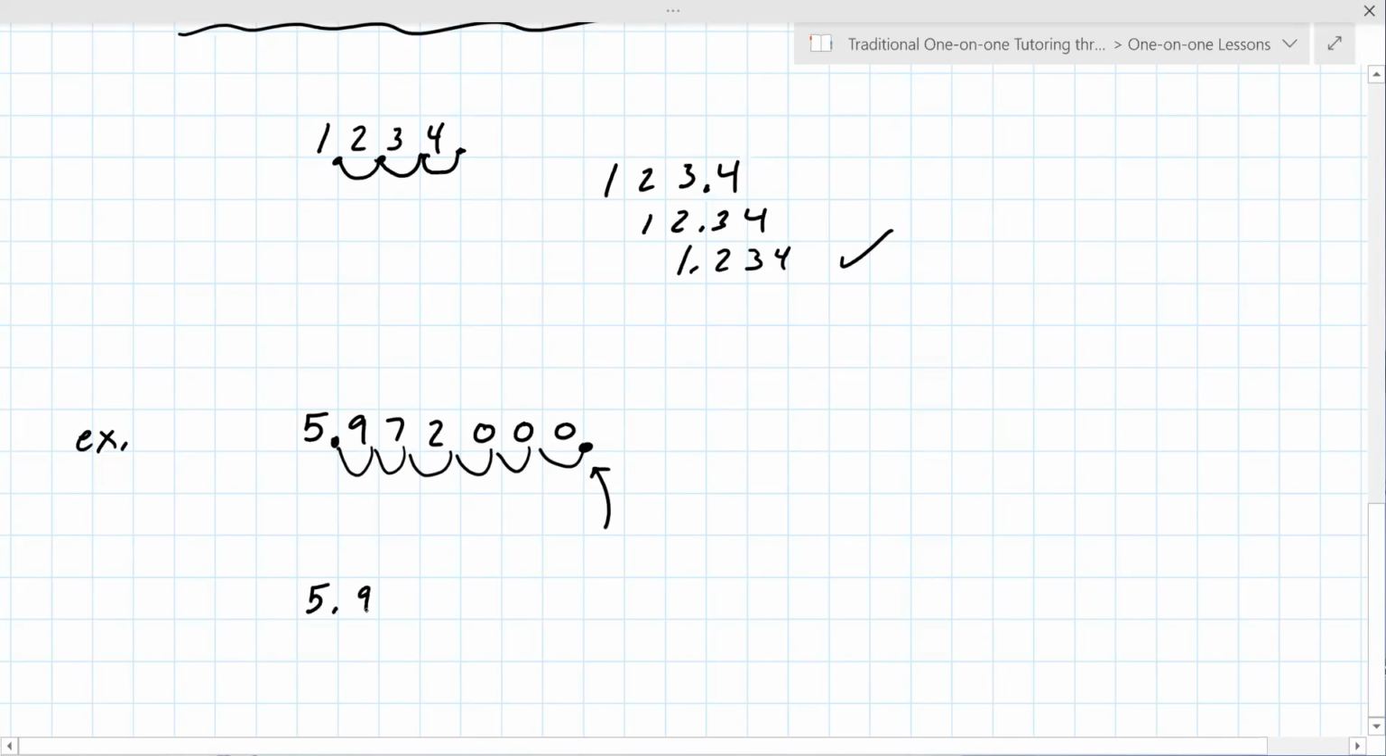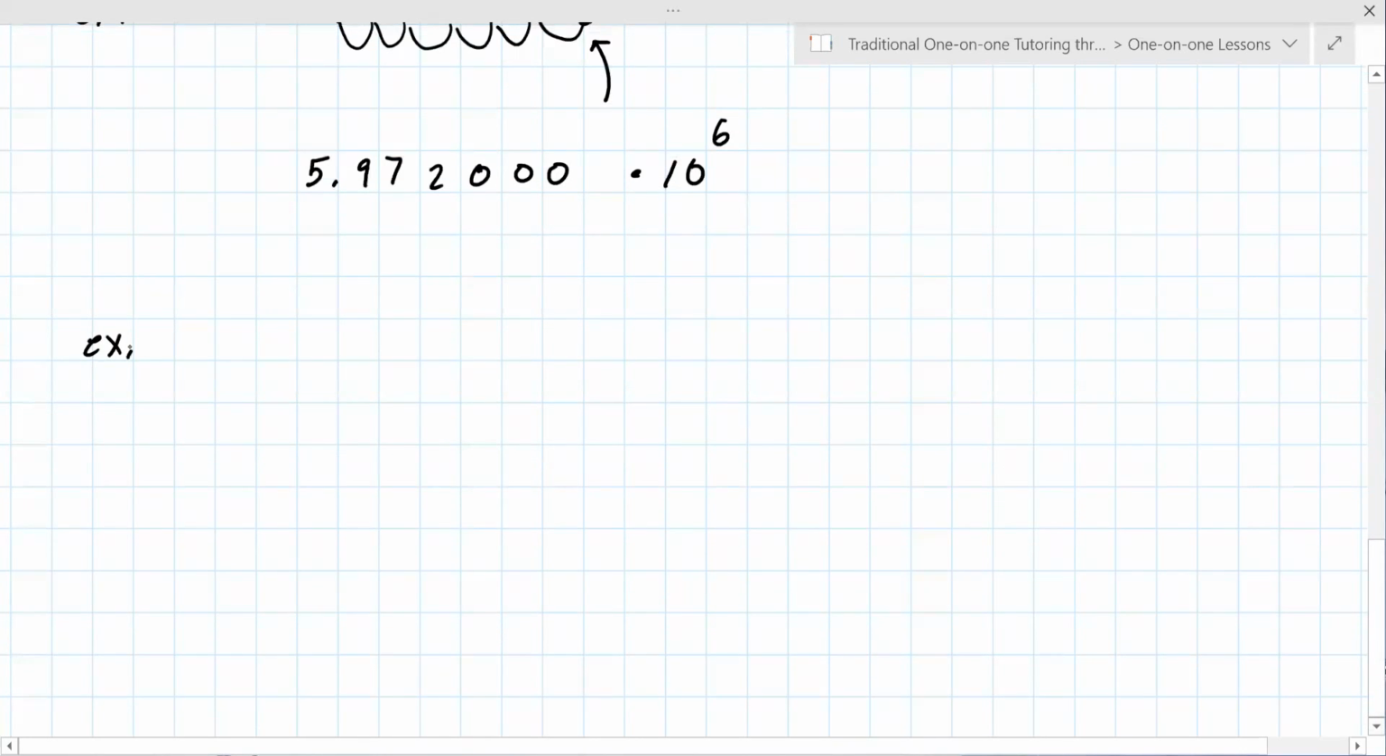So it's 5.9720000 times 10 to however many places you move this. And how many places did you move here? 1, 2, 3, 4, 5, 6. So 10 to the power of 6. Yes. Okay.